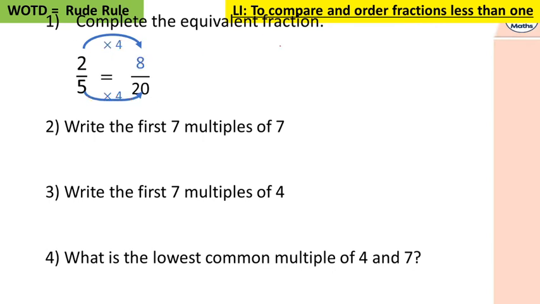Okay, right, the first 7 multiples of 7. They are 7, 14, 21, 28, 35, 42, 49. 49 is 7 times 7, which is 7 squared. The first 7 multiples of 4: 4, 8, 12, 16, 20, 24, 28. Then it says, what is the lowest common multiple of 4 and 7? So the number that is in both of these times tables, the lowest one. So we get 4, 8, nope. 12 not in there, 16 not in there, 20 not in there, 24 not in there, 28 that's there. So the lowest common multiple of 4 and 7 is 28.